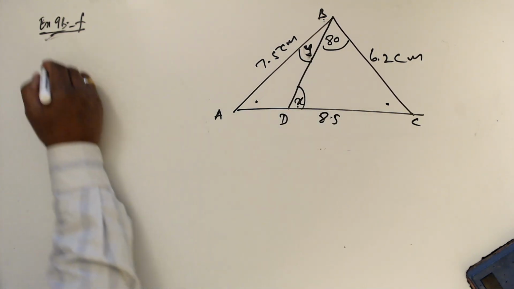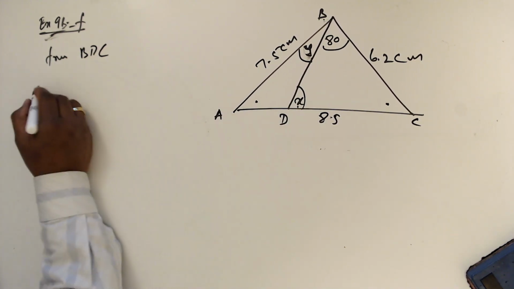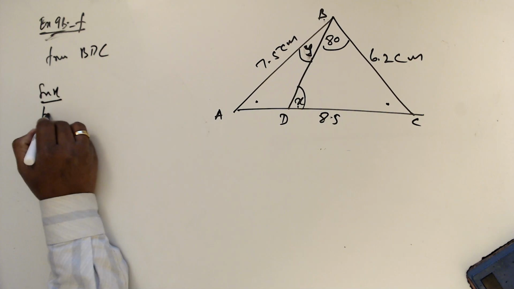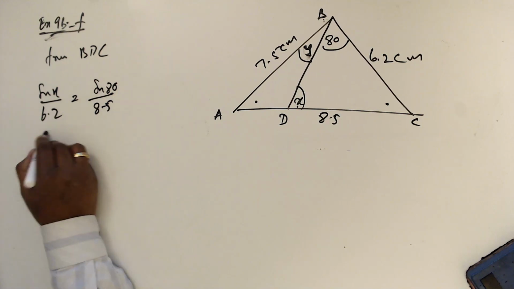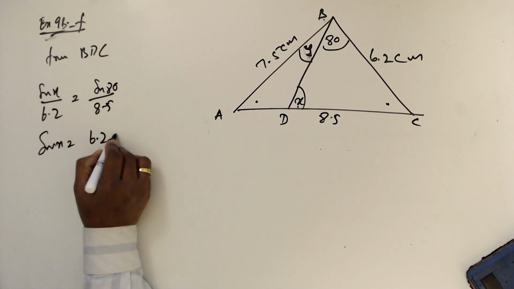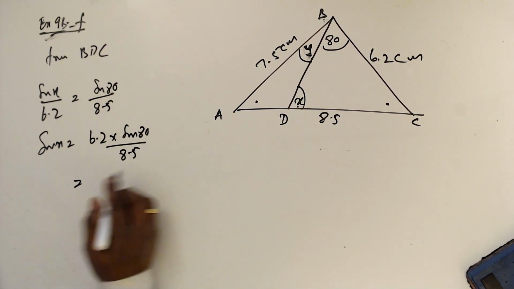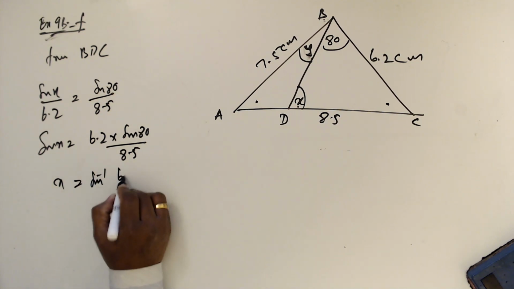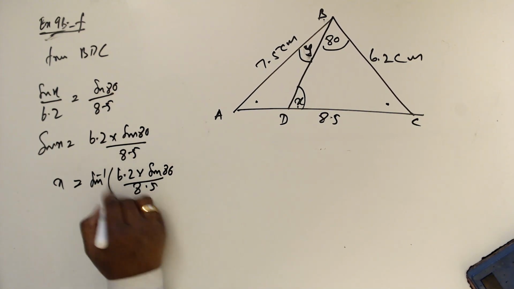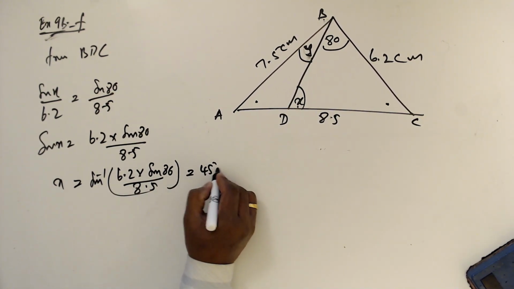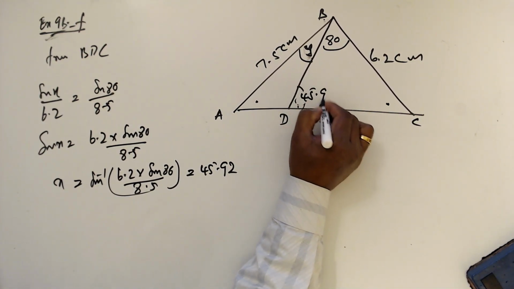So BDC. From BDC, sine x over 6.2 equals sine 80 over 8.5. Sine x equals 6.2 times sine 80 over 8.5. So x equals sine inverse of 6.2 times sine 80 over 8.5. So this is 45.92. So now this is 45.92.